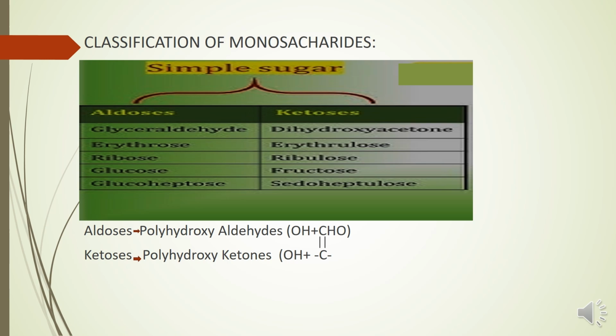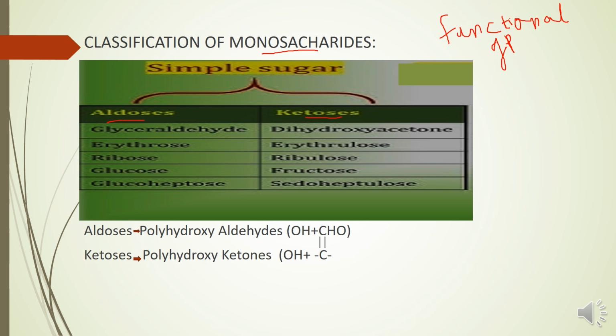Now, students, we are discussing the classification of monosaccharides on the basis of functional group. We told before in the previous slide what a functional group is: polyhydroxyaldehyde and polyhydroxyketone. So there are aldoses and ketoses.